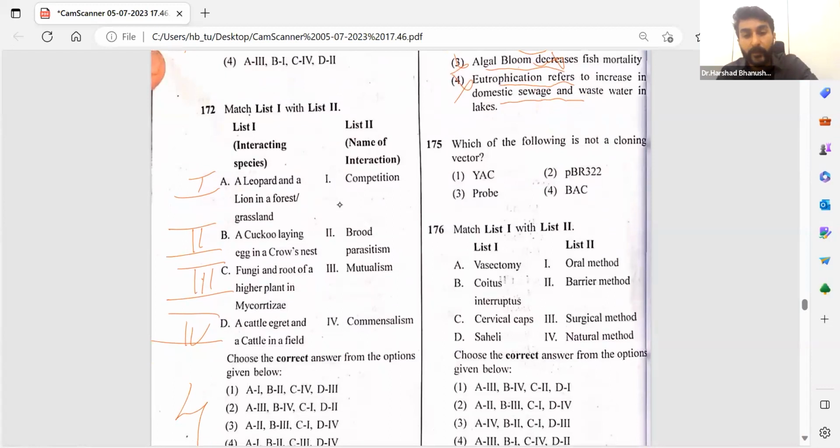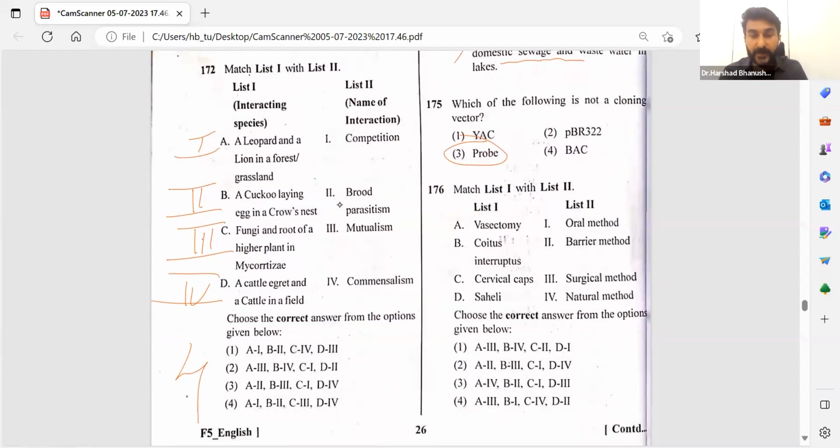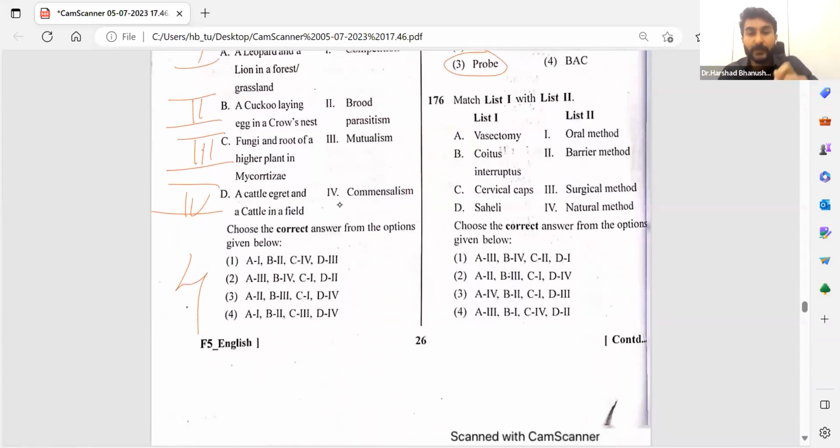Not a cloning vector: probe is a single-stranded DNA molecule. It's not a cloning vector. The others are. Vasectomy is surgical, so A would be 3. Coitus interruptus is natural, so B would be 4. Cervical caps are barriers, so C would be 2. Saheli is oral contraceptive, so D would be 1. 3, 4, 2, 1. That would be option number 1.